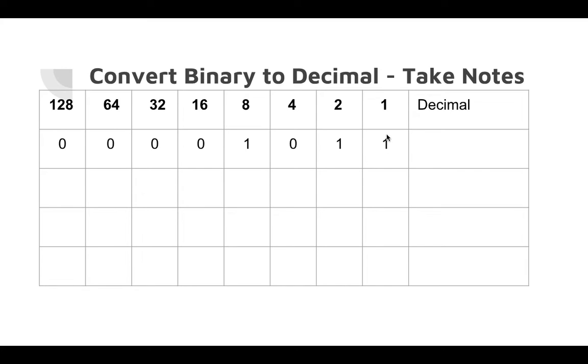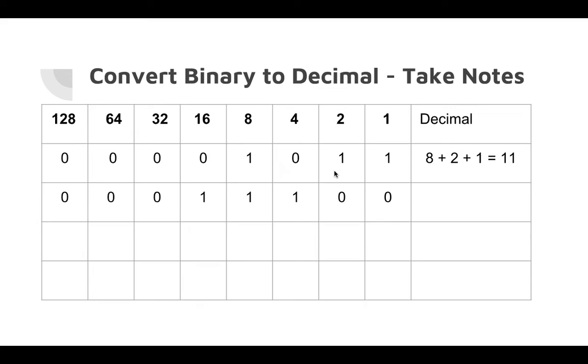And the way you do that is wherever there's a 1, you add the corresponding place value. So for this binary number, for us to figure out the decimal, we're going to add a 1, a 2, and an 8. And that's it. We don't add any of the ones with the 0. So if I add 1, 2, and 8, I get 11. So 0, 0, 0, 0, 1, 0, 1, 1 is the equivalent of 11 in decimal.